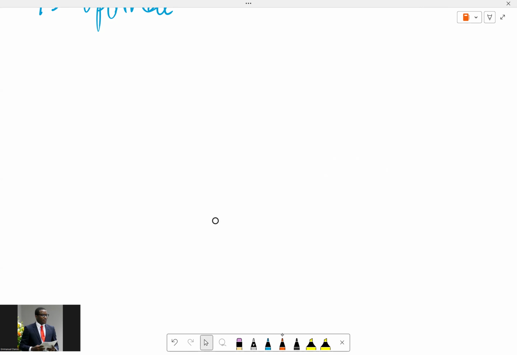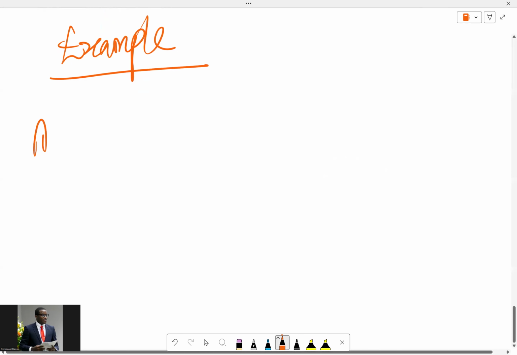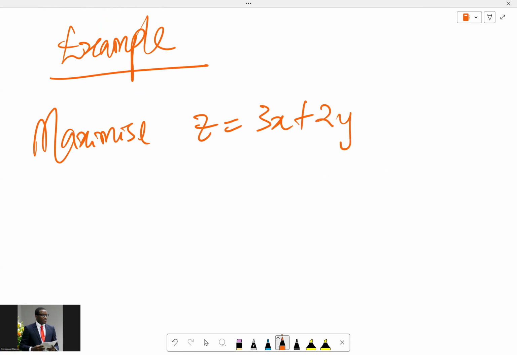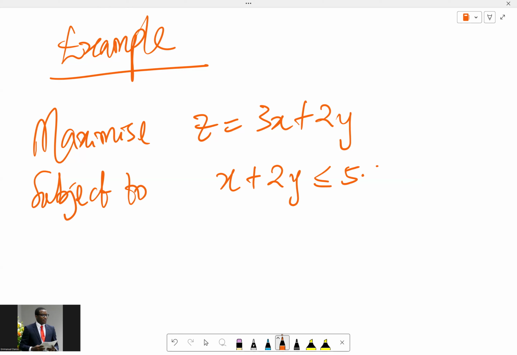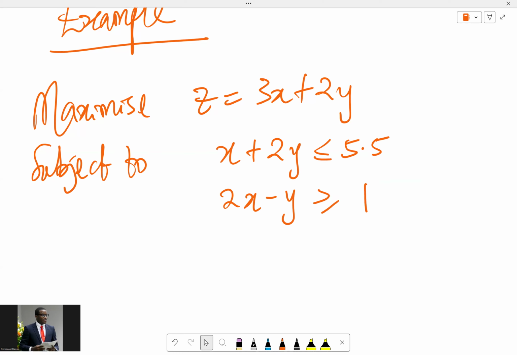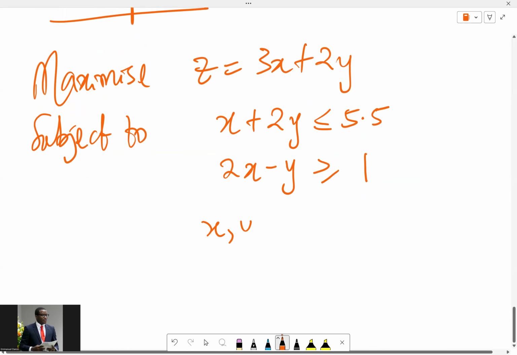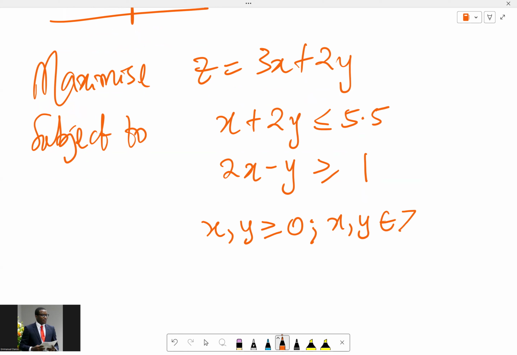Imagine this problem. Let me just call it this example. And here we need to maximize z, which is 3x plus 2y, subject to x plus 2y less than or equal to 5.5. And then we have 2x minus y greater than or equal to 1. So those are the two constraints we have. And of course, we have x and y greater than or equal to 0. And at the same time, x and y are both integers.